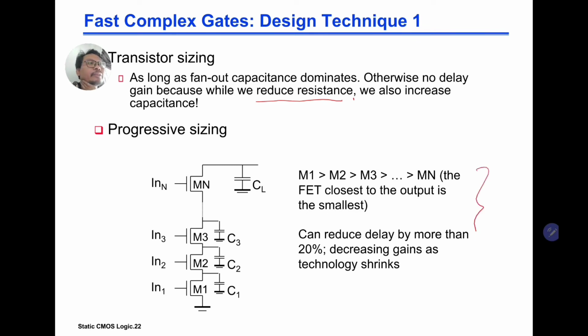This is another method where they go for progressive sizing, where your M1 should be made bigger than M2, M3 to Mn. The FET closest to the output is the smallest. So here you want to make it the smallest. Why is this the case? We can do some analysis on it, but I'm not going to go through the detail. You can run experiments, and you can see that it is actually more efficient to have the transistor closest to the output be the smallest. This method can reduce the delay by more than 20%. This gain decreases as the feature size shrinks.